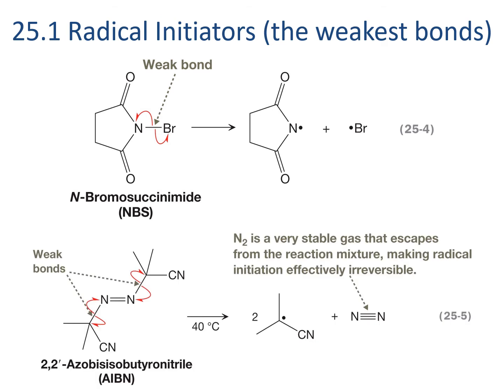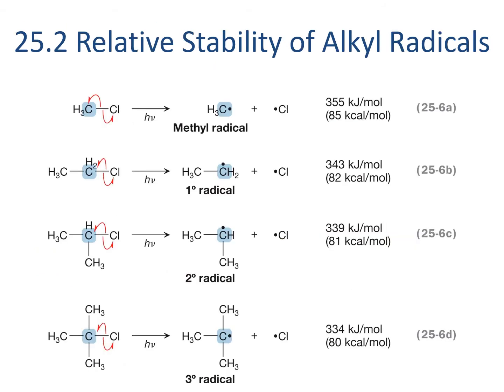2,2'-azobisisobutyronitrile, also called AIBN, forms similarly stabilized radicals that release nitrogen gas and can't recombine, making it also a powerful initiator. Although radicals don't readily form between halogens and carbons, the amount of energy required to form them gives us some insight into their relative stability.